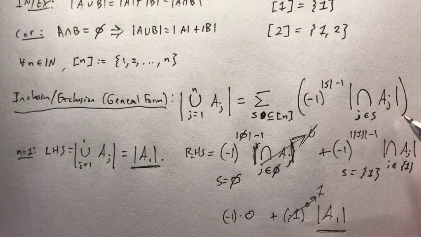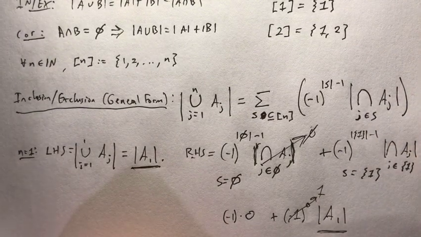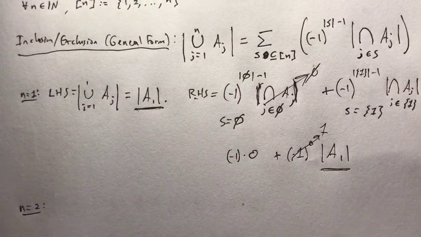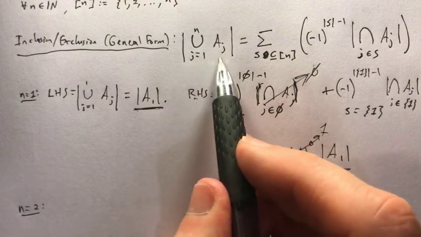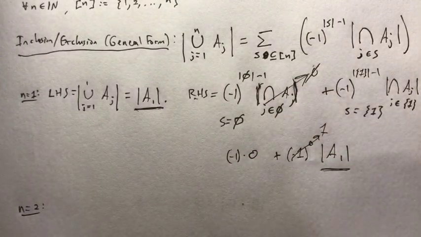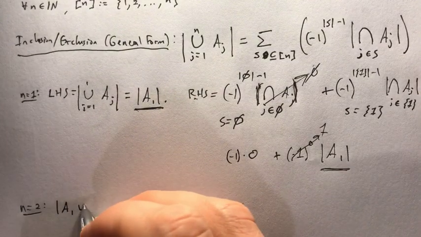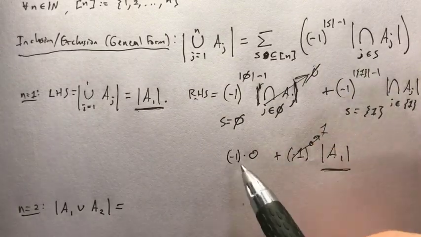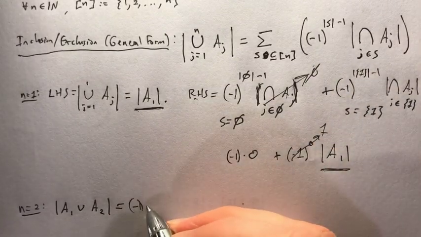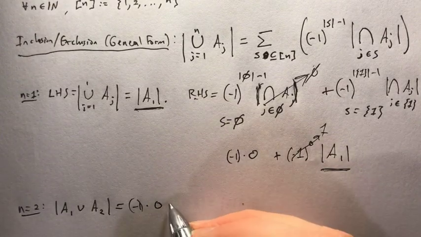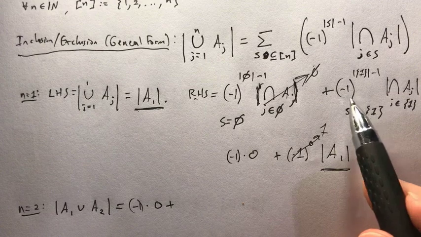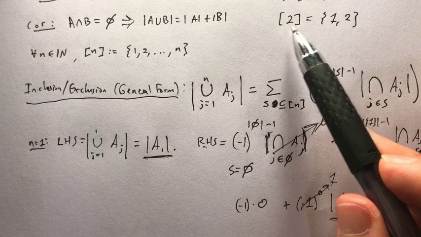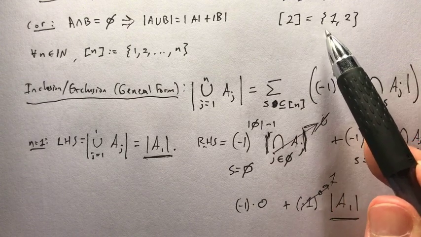Let's talk through how we do this for n equals 2, in a little bit less detail. If I do this indexed union as j goes from 1 to 2, I'm just going to have A1 union A2. And let's do the right-hand side. Well, I've got the empty set, so -1 times the size of the empty set, so 0.